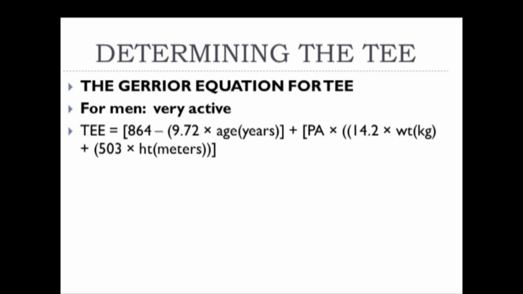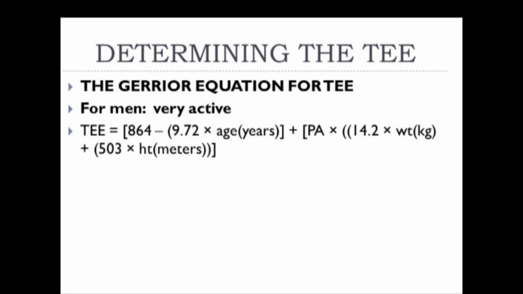So for a man, for example, who's very active, we're going to look at the TEE being equal to 864 minus, and in the parentheses, 9.72 times the age in years. And that forms the first bracket. So this is the one you should begin with, plus the physical activity. Your choice of physical activity, if you're using the Garrier equation, is table 2.5 in your textbook.